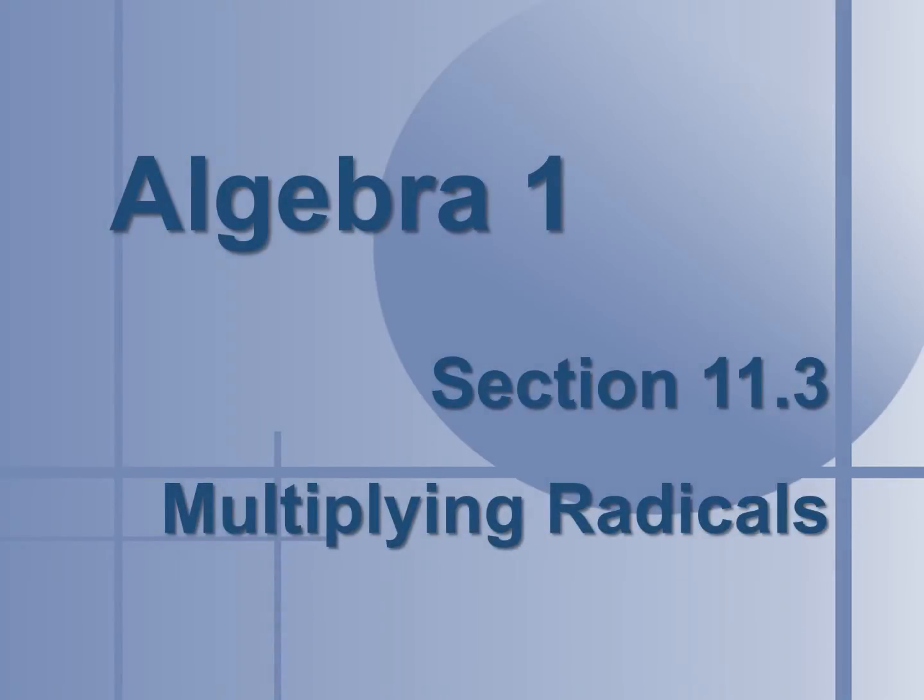Radicals. So you have to know how to simplify radicals before you can multiply radicals. So if you're still struggling with simplifying radicals, I suggest that you go back and take a look at how to simplify them and get really good at simplifying radicals. Maybe rewatch that video and then come back to this video, because you have to have a good understanding of simplifying radicals before you can multiply them.